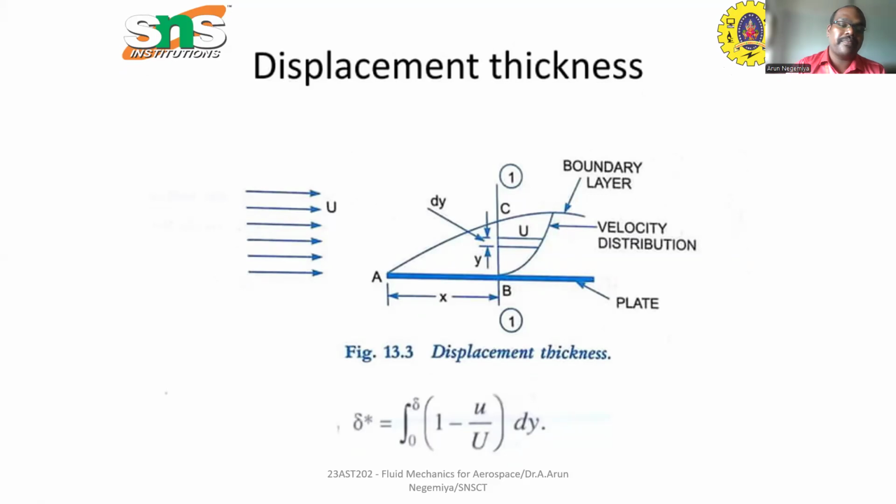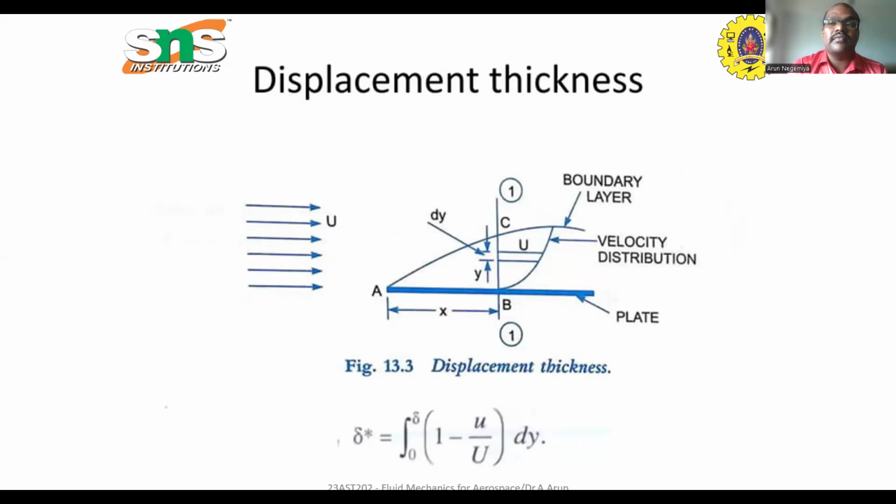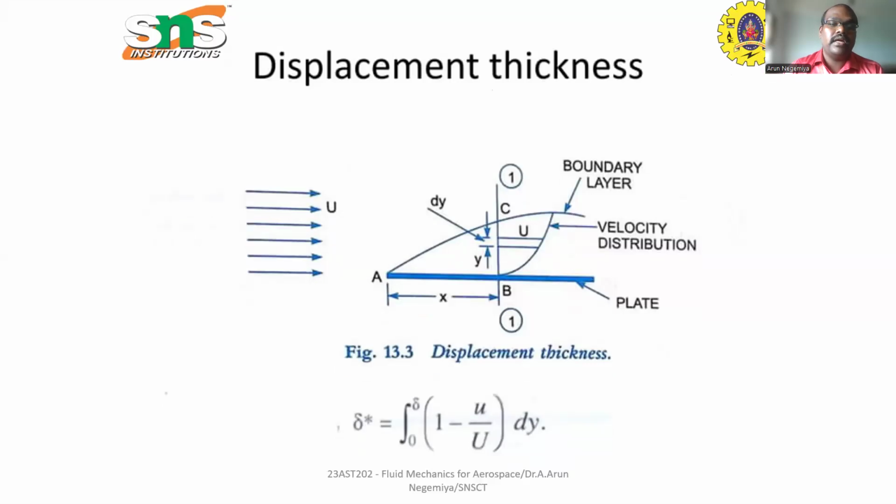The formula of the displacement thickness is the integral from 0 to delta of (1 minus small u by capital U) dy. Here small u is the free stream velocity, and capital U is the asymptotic velocity. The displacement thickness is not directly related to the boundary layer thickness, but its approximate value is given by delta by 3, so it is related to the delta by 3 value.